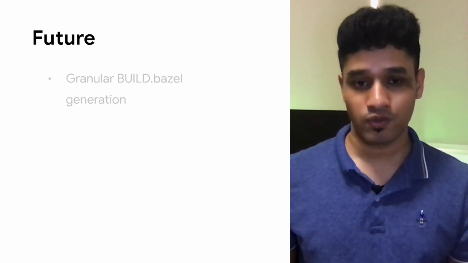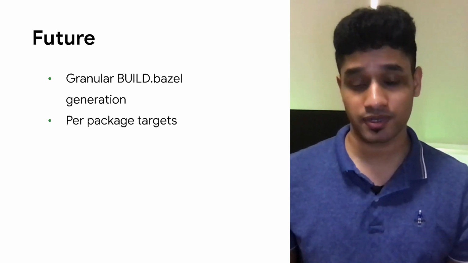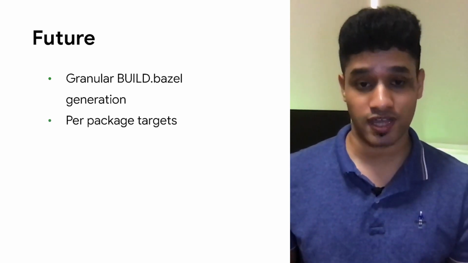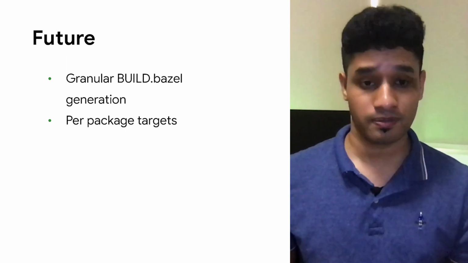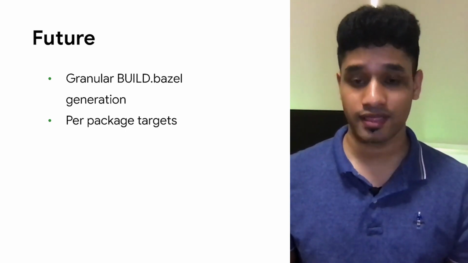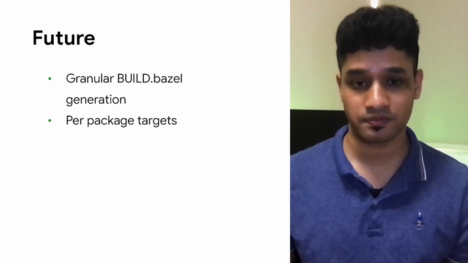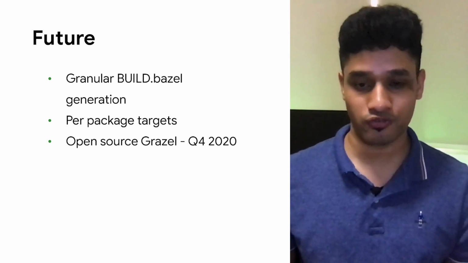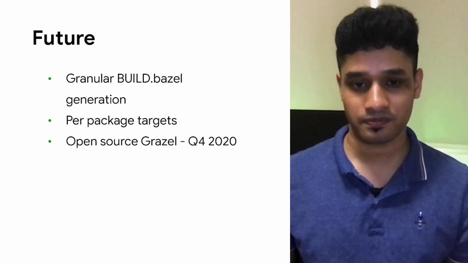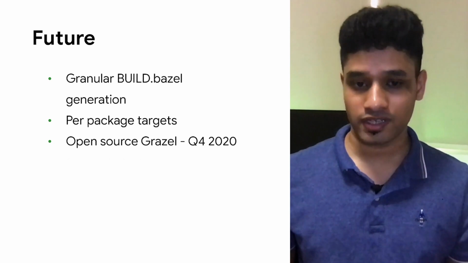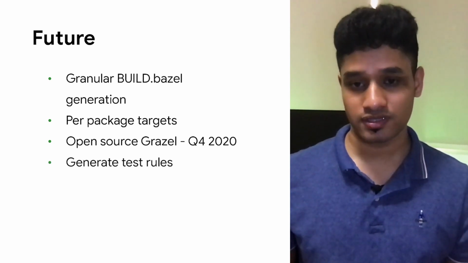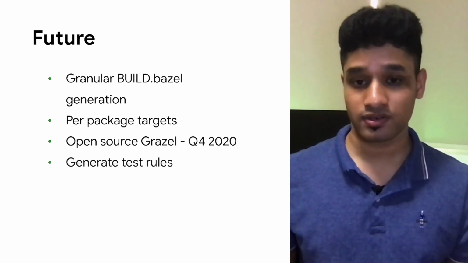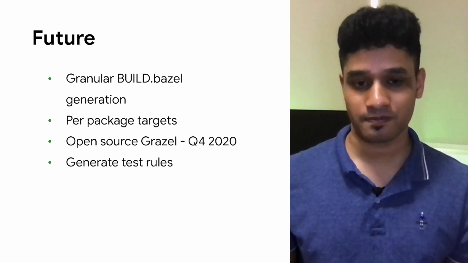In the future, we want to explore the possibility of generating granular build.bazel files as per Bazel's best practices for a Java project. Granular build.bazel files also help in parallelization and caching and thereby help in better build times. We're also excited to open source Grazel soon in Q4 2020. While currently we are focused on generating build rules, we also want to explore generating test rules as well.